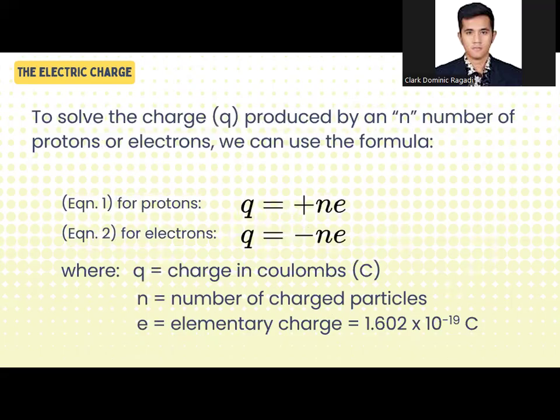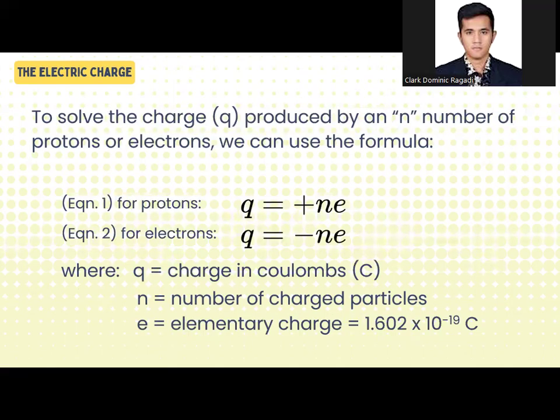Okay, so to solve the charge Q produced by an n number of protons or electrons, we can use the formula. For protons, it's the same formula but with different signs. Because for protons, it's positively charged. That is why we use the formula Q equals positive Ne. And for electrons, it's the same: Q equals negative Ne.